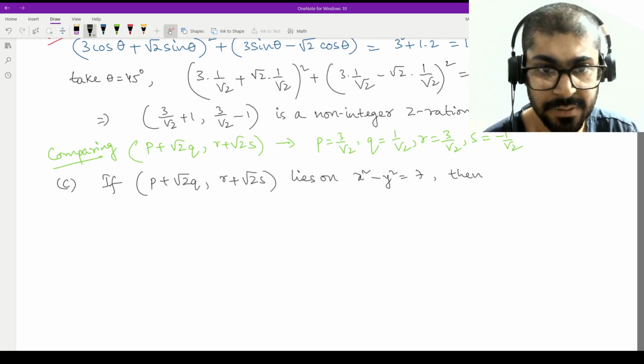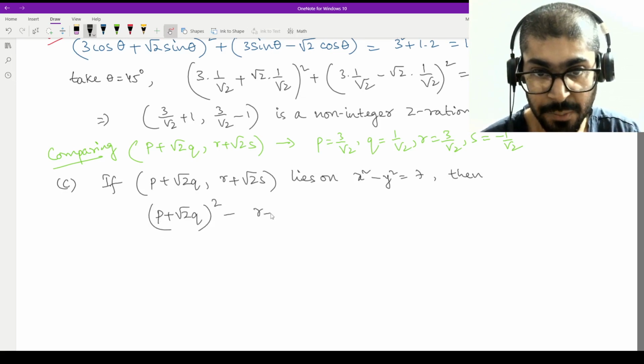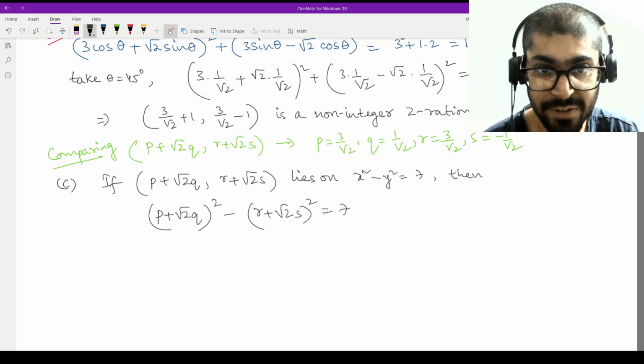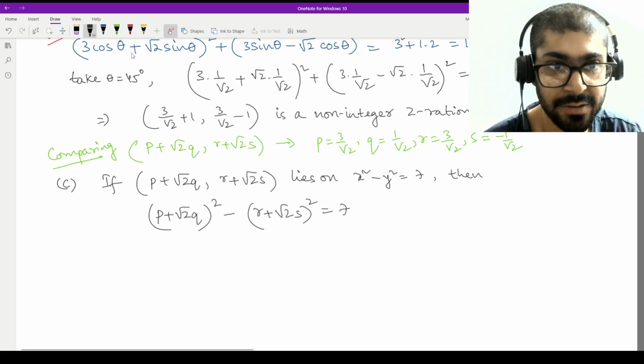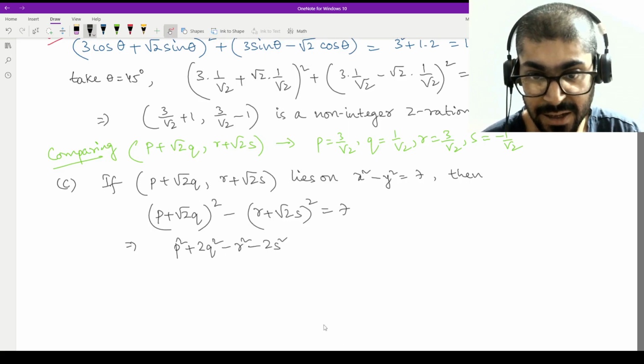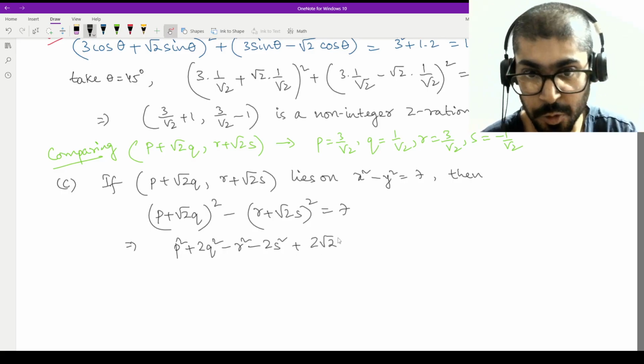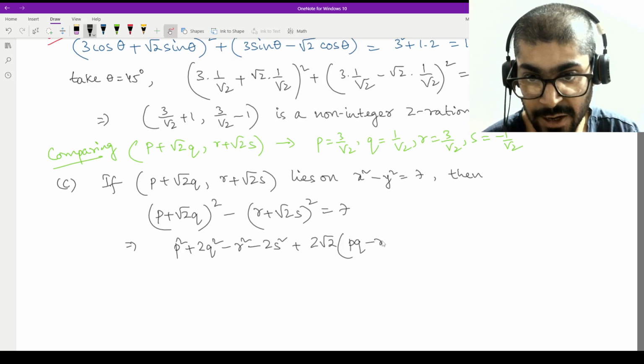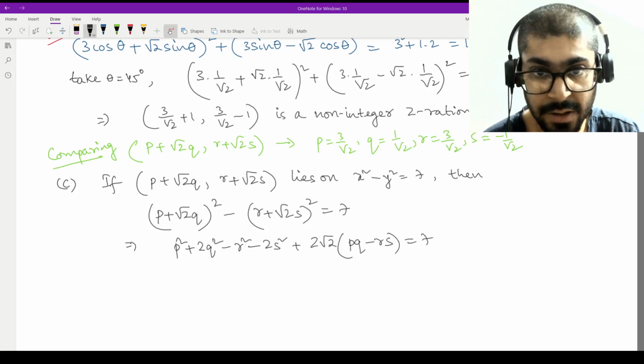Then I can just put the values and do a bit of algebra. So I'll get (p plus root 2q) whole square minus (r plus root 2s) whole square equal to 7, right? If I simplify this, I'll get p square plus 2q square, just as we are supposed to get from the formula. So p square plus 2q square minus r square minus 2s square, and then I'd get plus 2 root 2, because 2 into root 2 into (pq minus rs) equal to 7, right?